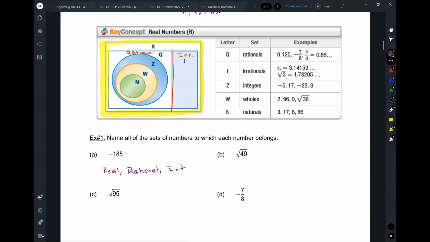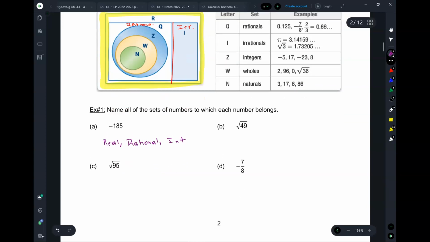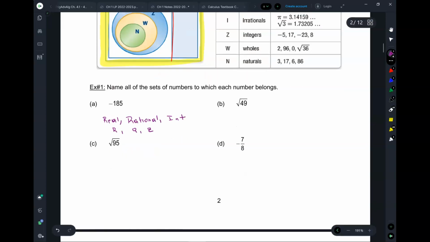And then on the test, you can do letters or the words. It's totally fine. I never make my students memorize that, Q is rational and so on and so forth. Okay? So if you do it with the letters, it would be R, Q, Z. I don't make my students, because no real life math person goes and says, oh my God, I'm thinking of a Q number. Nobody says that. Okay? All right.